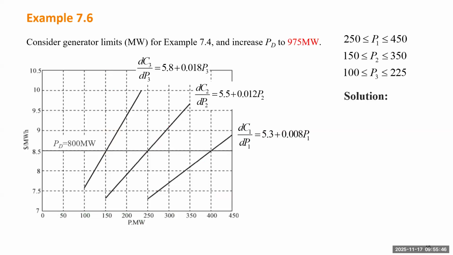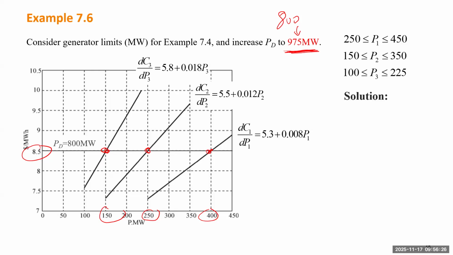Let's see what happened on this example. It's about the same example. The only thing we change is we increase the load of the system from 800 to 975. When we have a load of 800 megawatts, we know the market price is $8.5 per megawatt hour. There will be 3 intersection points, and the total gives us 800. But now we increase the load, which means this price is wrong.